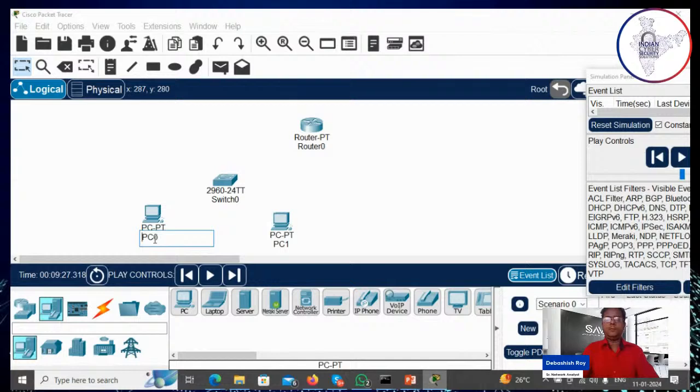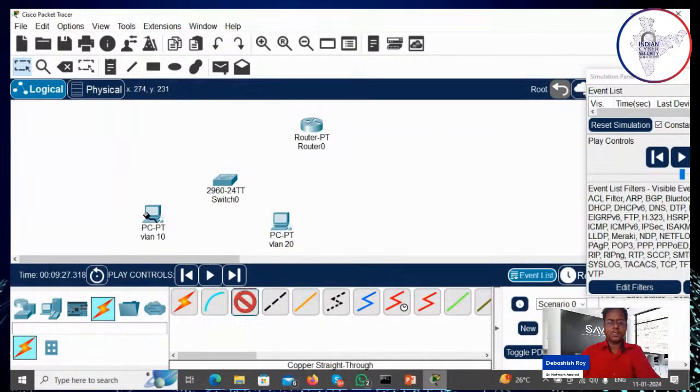This PC will belong to, say, VLAN 10. And this will belong to VLAN 20. You connect it with a straight cable to fast Ethernet port, say fast 0/1, and here to any port, in this case 0/2. And you trunk F0/3 to this router Ethernet port.